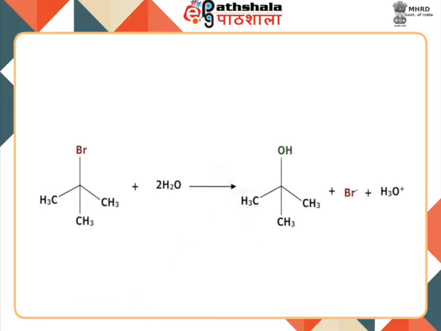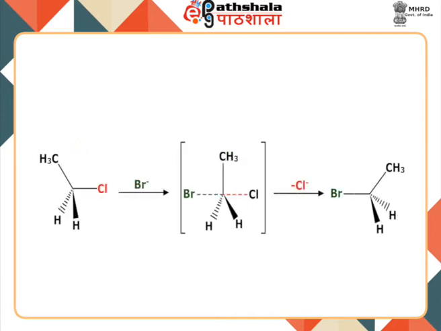An example of SN1 mechanism is shown here. Tertiary butyl bromide reacts with water to give tertiary butanol. An SN2 mechanism is the reaction of ethyl chloride with bromide ion to form a transition state which expels chloride ion, which is the leaving group, to form ethyl bromide. This is an example of SN2 mechanism taking place in a single step.